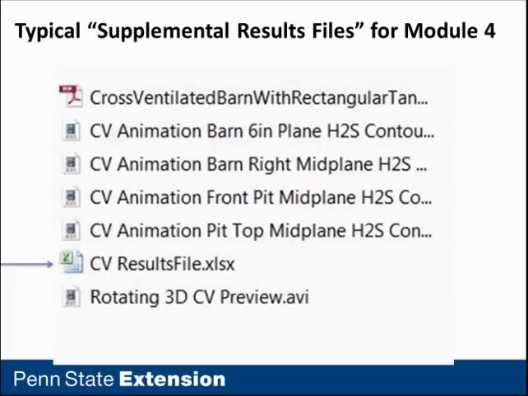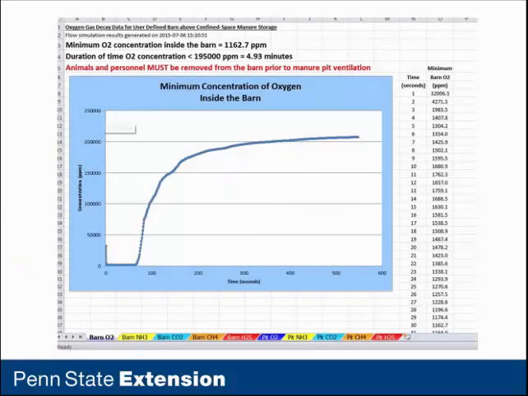And then there's another series of results, which is highlighted here with the arrow. This says the results file. These are Excel files containing the data and the plots of either oxygen replenishment in the barn or in the pit as a function of time from the beginning of ventilation, or plots of the decay of contaminant gases like hydrogen sulfide, carbon dioxide, ammonia, or methane as a function of time from the beginning of manure pit ventilation.